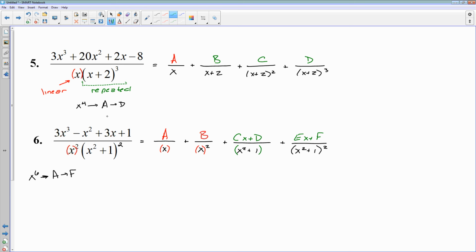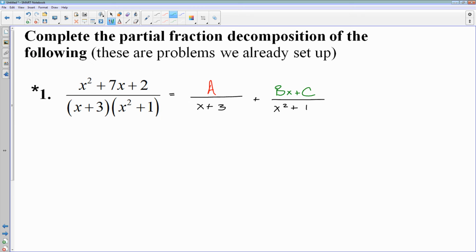So there is the setup on those types of problems. You have repeated and you have nonlinear factors, and so there's how we're going to set up the partial fraction. Now we need to try to solve them.